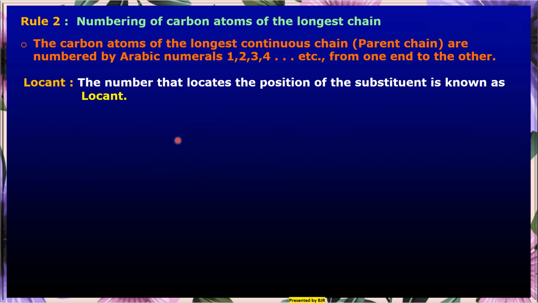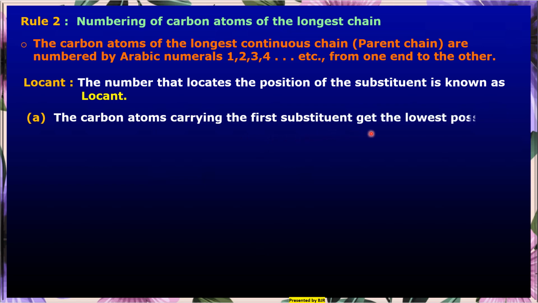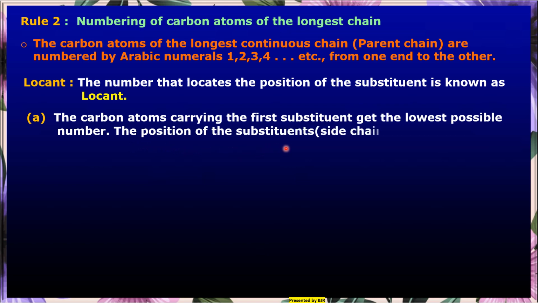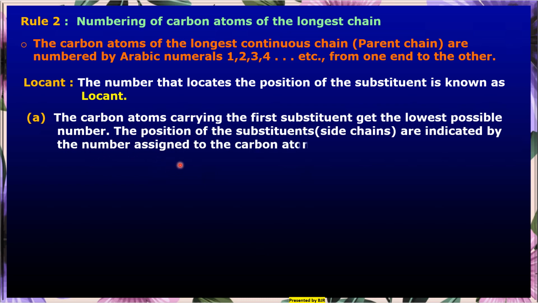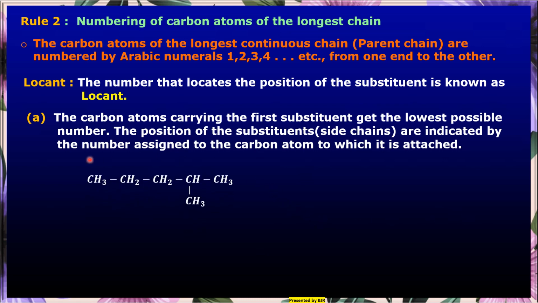So while numbering the carbon atoms in the longest chain, that is in the parent chain, there are certain rules. Rule A. The carbon atom carrying the first substituent gets the lowest possible number. The positions of the substituents, that is side chains, are indicated by the number assigned to the carbon atoms to which they are attached. See here, here is an example.